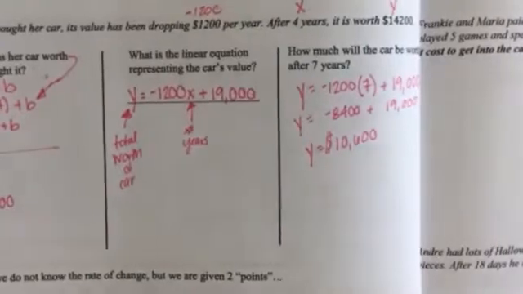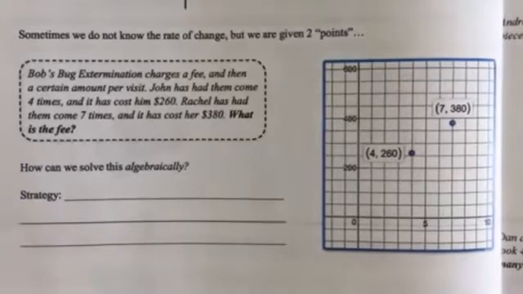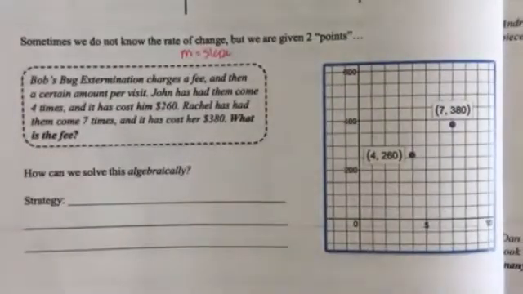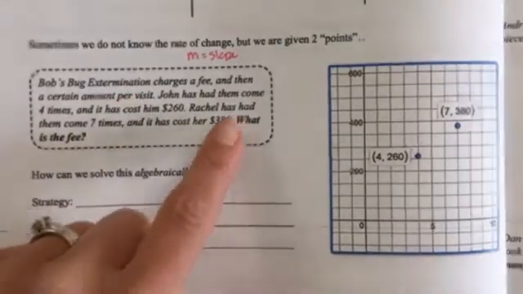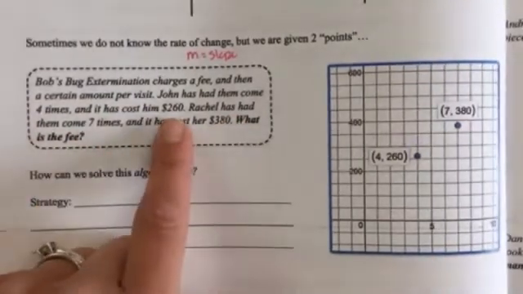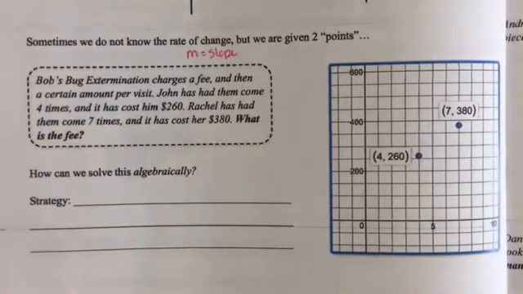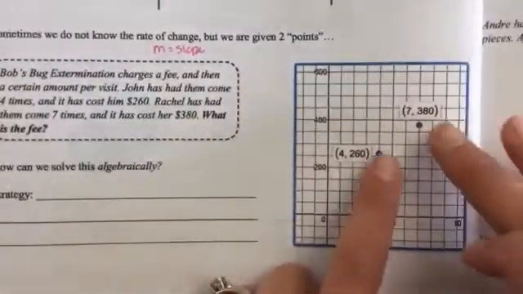Okay. So the last part here, it says, sometimes we do not know the rate of change or the slope. Okay, but we are given 2 points. So this one says, Bob's bug extermination charges a fee and then has a certain amount per visit. John had them come 4 times and it cost him $260. Rachel had them come 7 times and it cost her $380. What is the fee?